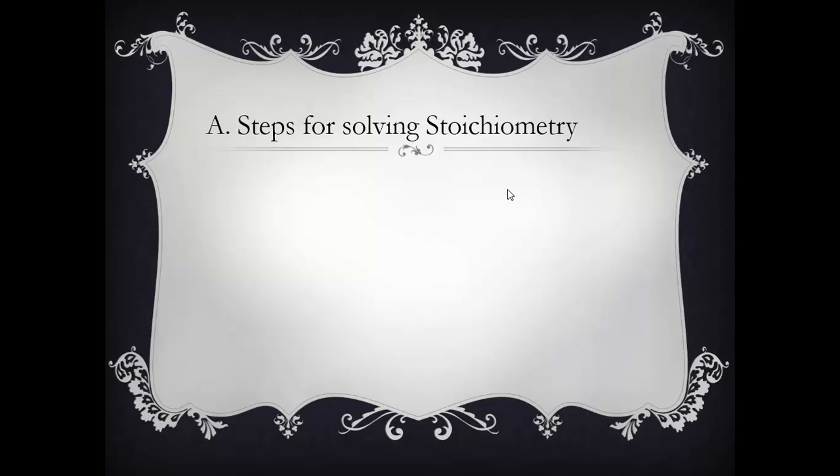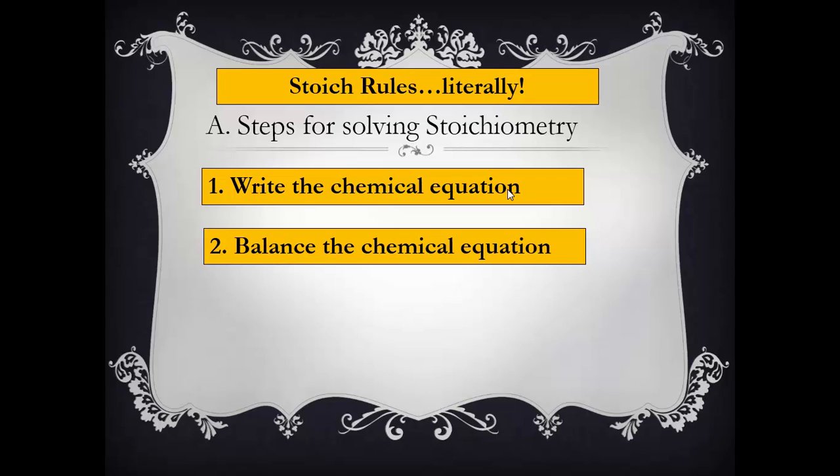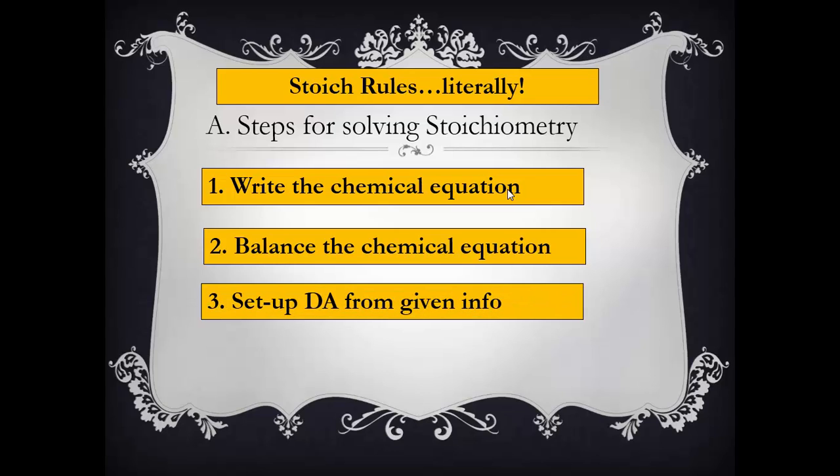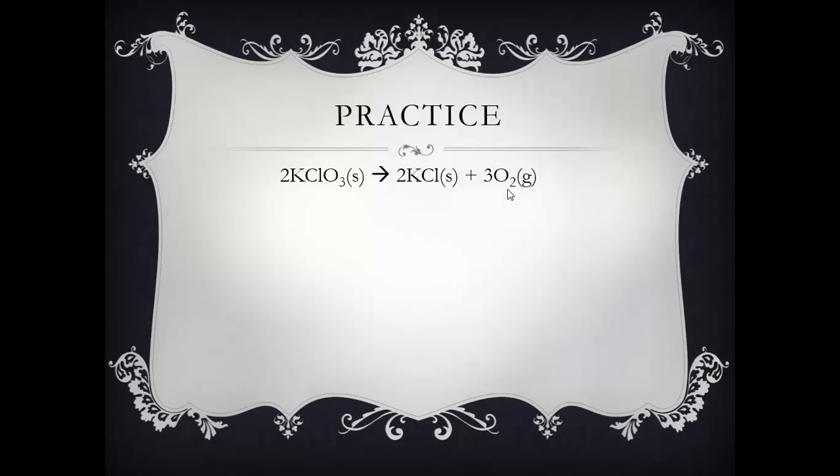So here are some steps to solve stoichiometry. 1, you make sure you write the chemical equation. You got to balance the chemical equation. Set up your DA from your given info. And then do your stoich with your balanced equation and your periodic table to find the molar mass that you need in your given problem. So here are some practice problems.